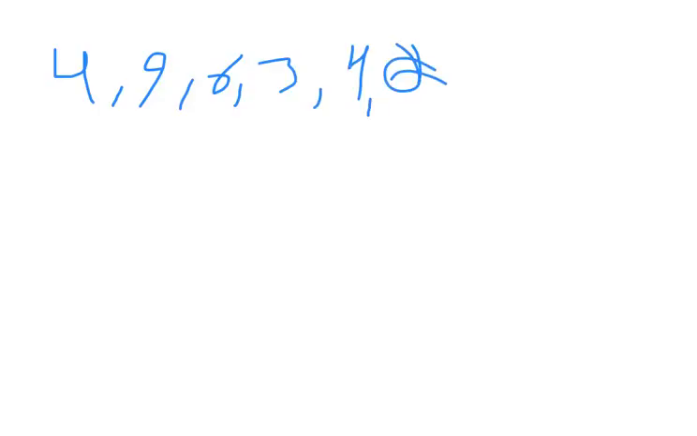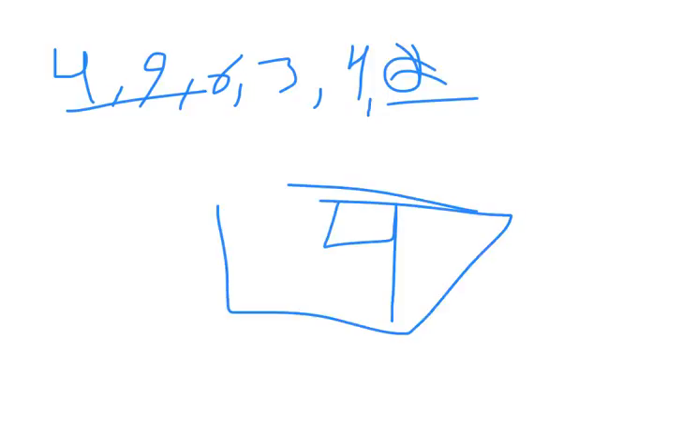Mode. Let's do that for these numbers: 4, 9, 6, 3, 4, 2. Let's see what number occurs most. It's 4, twice, and no other number occurs twice, so 4 is your answer, and we'll move on.